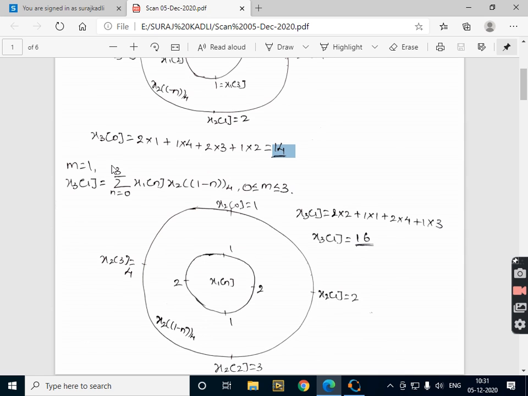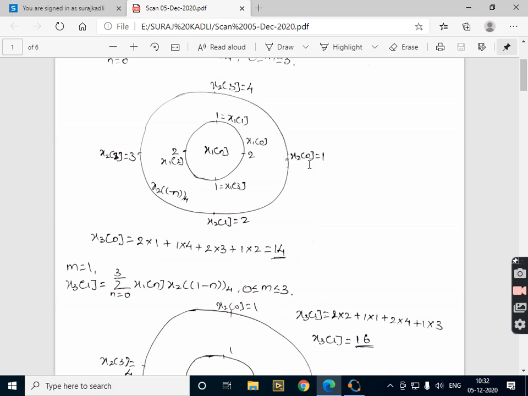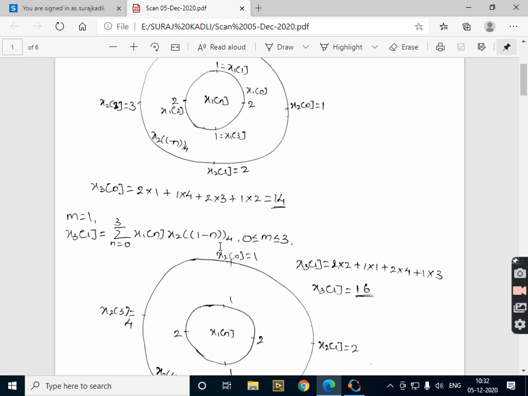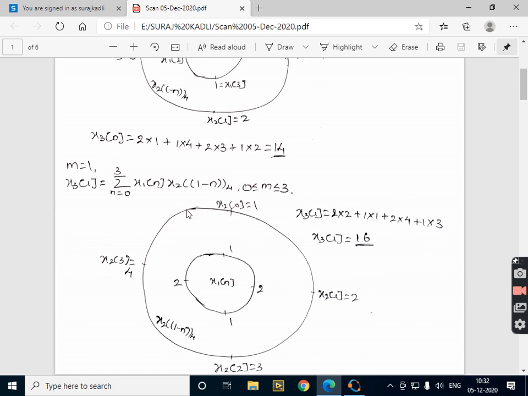Now for m equals 1, the circular convolution formula can be written as x3 of 1 equals summation n equals 0 to 3 of x1 of n, x2 of 1 minus n. Now x2 of 1 minus n means this circularly folded sequence shifted by one sample in the counterclockwise direction. In the previous case, x2 of 0 was at the reference point, that is towards the right side. Now it has been moved up by one position. So all these samples will be circularly shifted further.